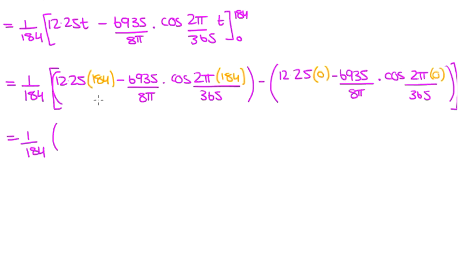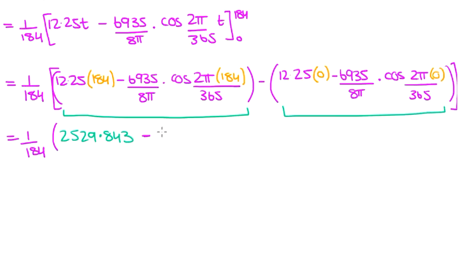So making sure that I have radians on the calculator for all of this, I'm going to get 2529.843. And for all of this, 0 minus, so just minus 275.935. So when I add these two numbers, because minus and minus will give me a plus, and divide by 184, I'm going to get 15.249, which is equal to 15 hours and 15 minutes.